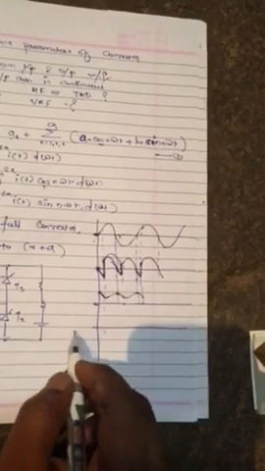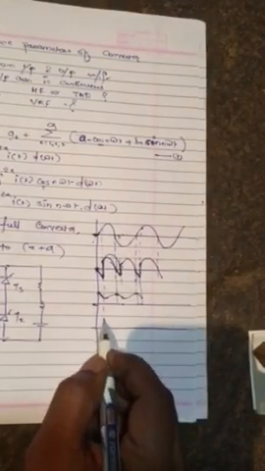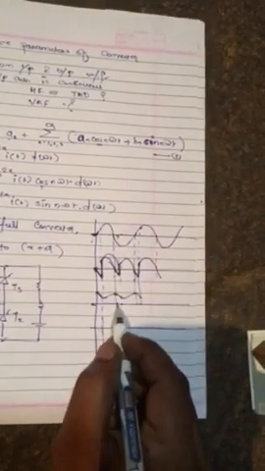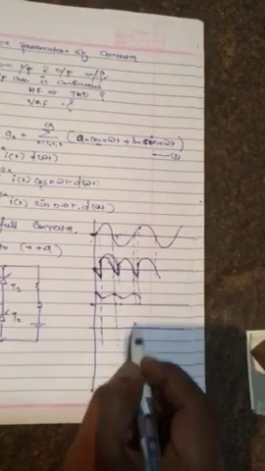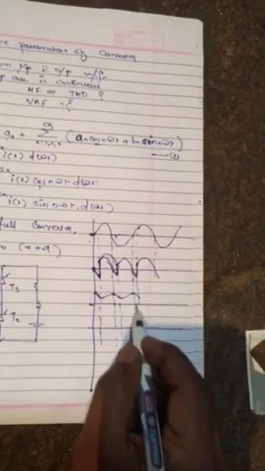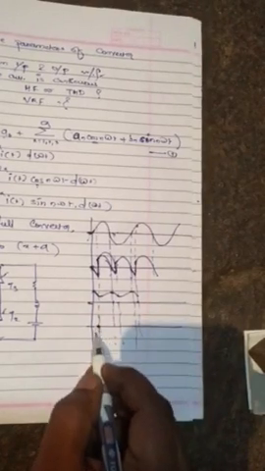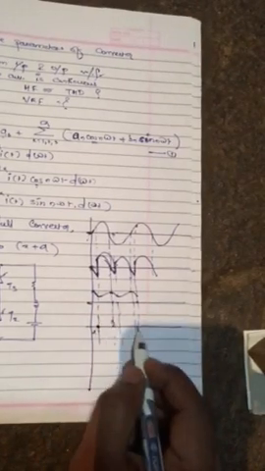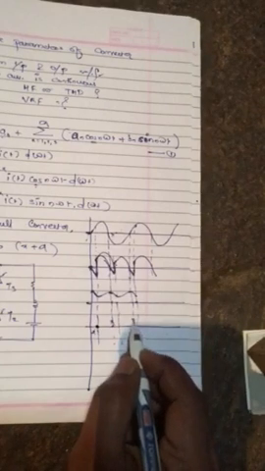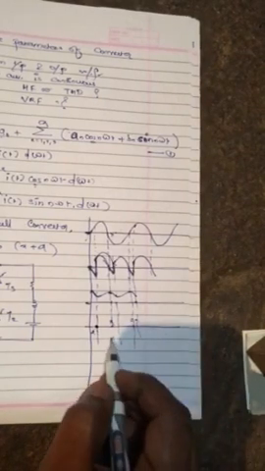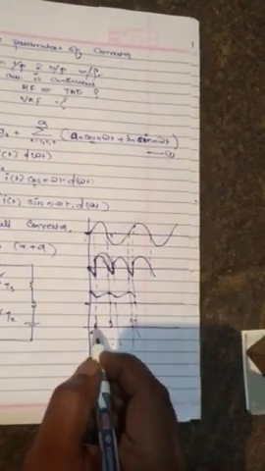The source current waveform, which is of our interest. First we have to consider this firing angle alpha. This is pi. This is pi plus alpha. This is 2 pi. This is 2 pi plus alpha, right? This is firing angle alpha. This is pi. Here this is 2 pi. Okay, so the source current waveform is somewhat like this.